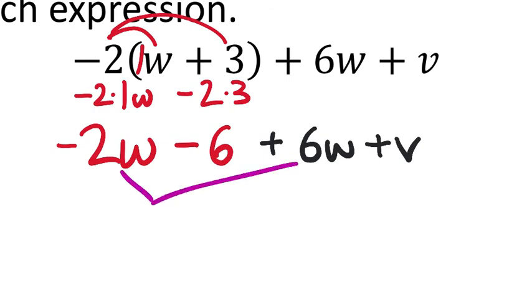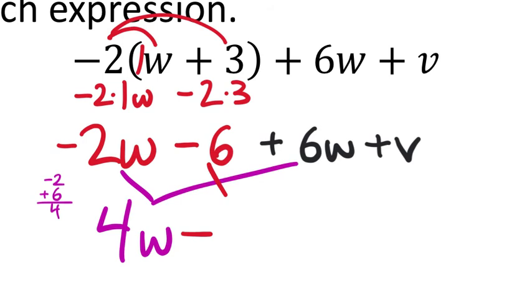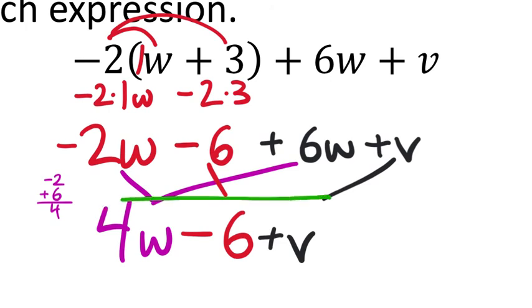So I will combine my w terms. This will tell me how many w's I have. Well, I had negative 2 and a positive 6, which when I combine, I get positive 4 there. So how many w's do I have? 4 of them. Then I also have this negative 6, nothing else that was like to combine it with, and then also this positive v there. Now I see I have only 3 different types of terms from the original expression, so that's it for this one.